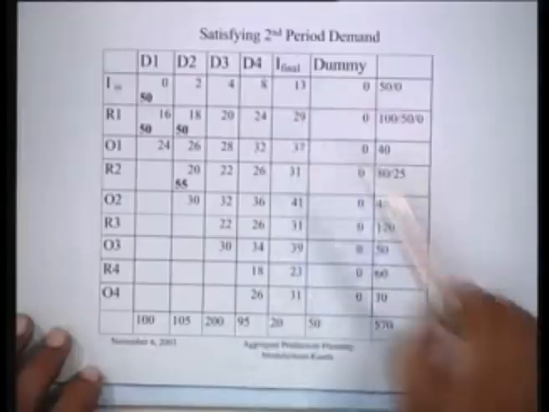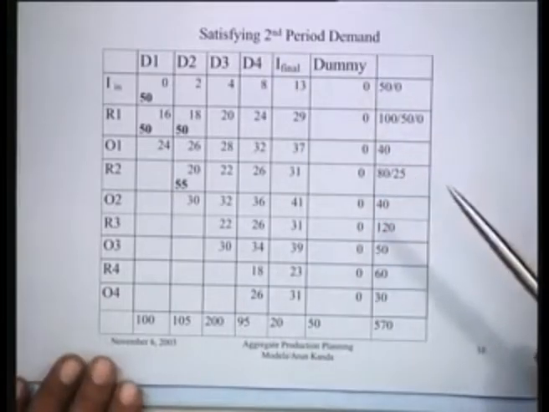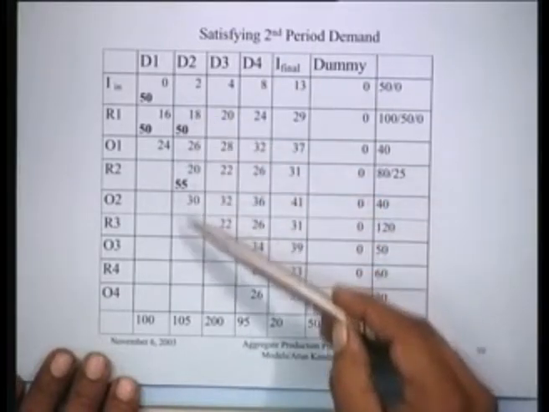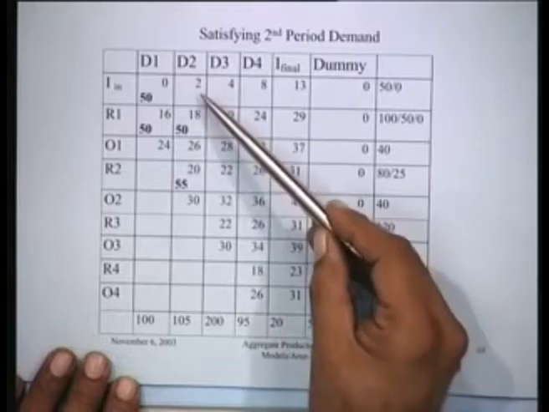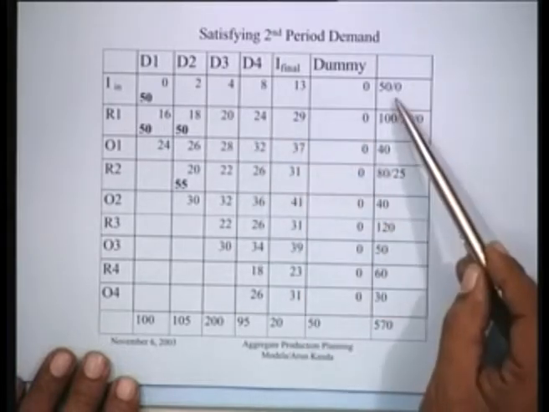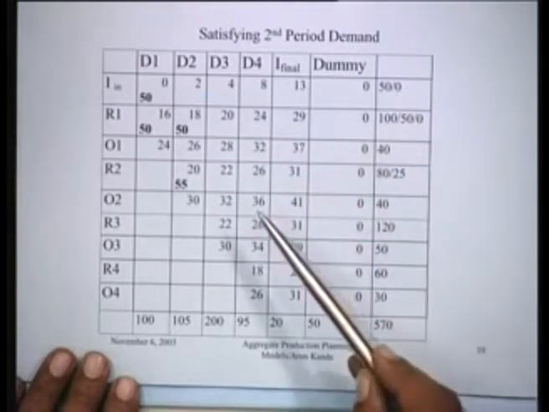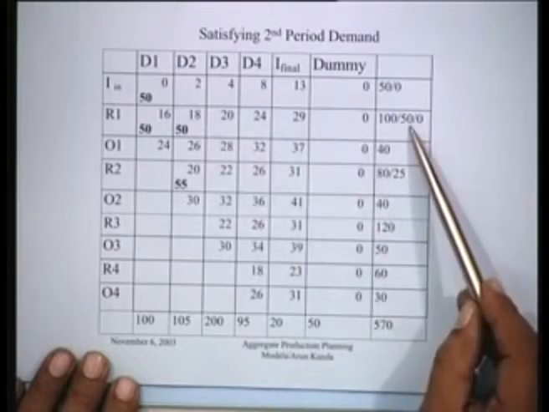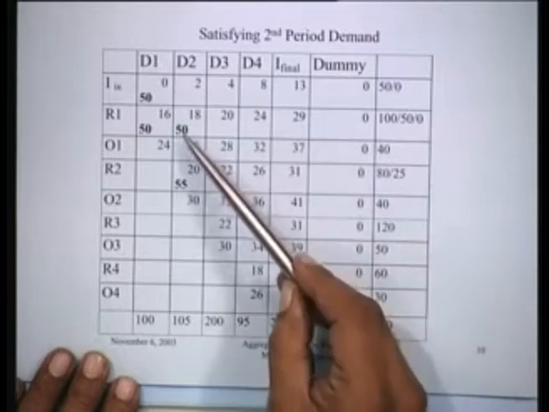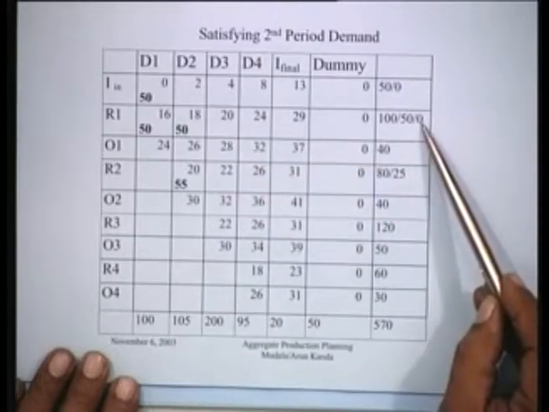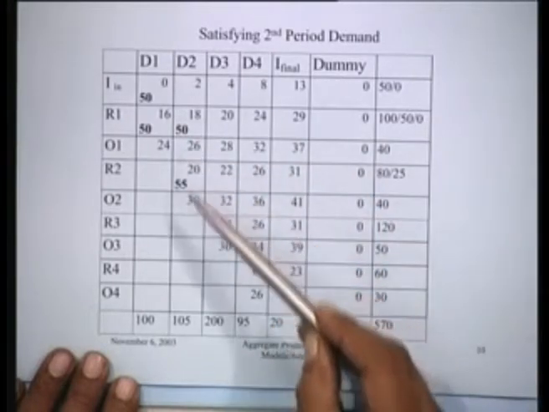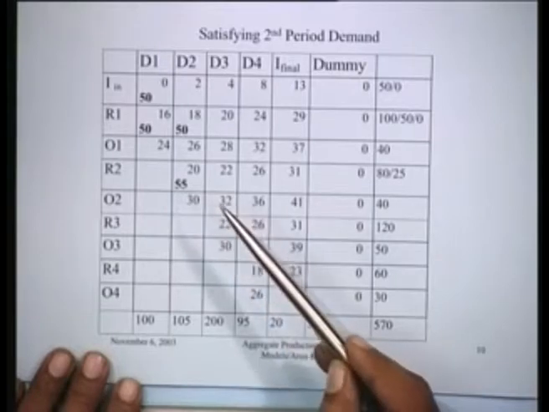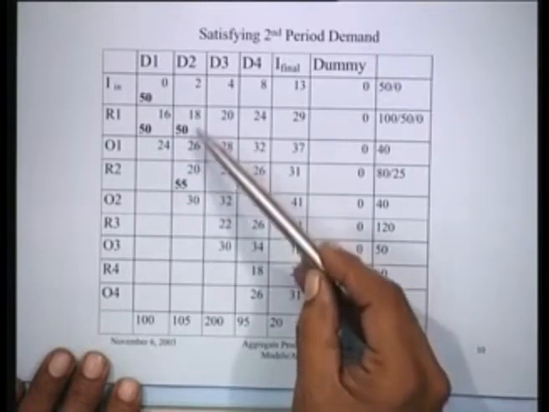So what we can do is, in the second period, how do we satisfy the demand for the second period now? We again look at this, but what happens is 2 is the cheapest, but 2 is not available. The next cheapest happens to be 18. 50 units are available here. So we allocate 50 units here, so nothing remains here, and then move to the next cheapest source. And the next cheapest source after 18 is 20.